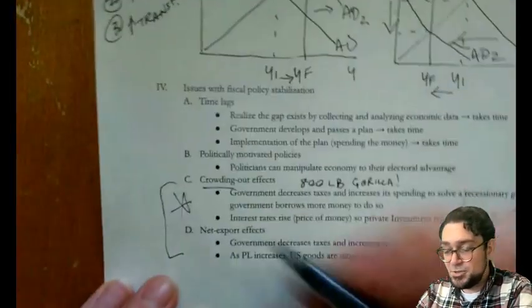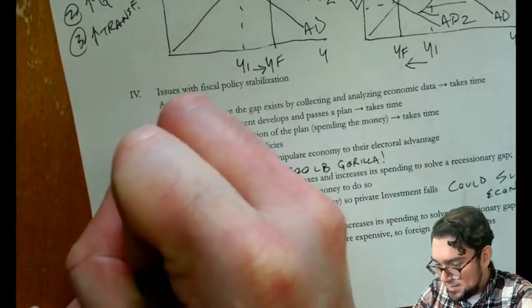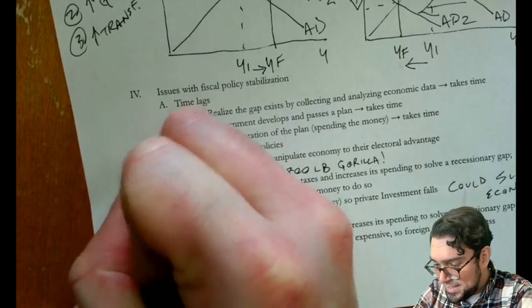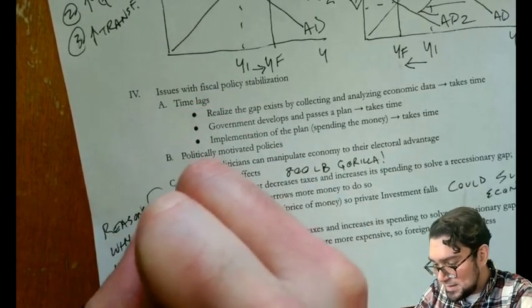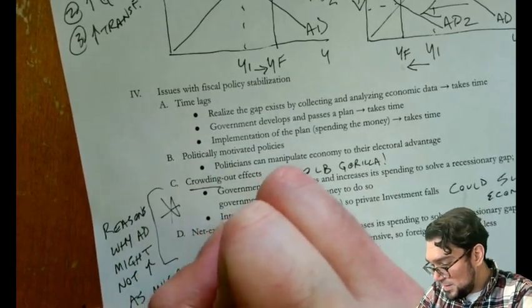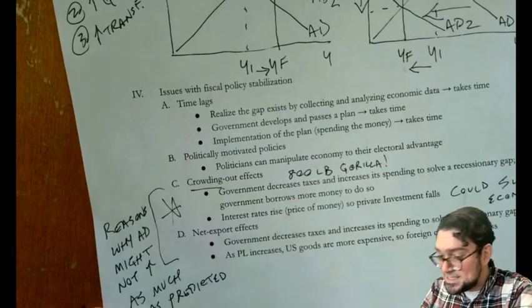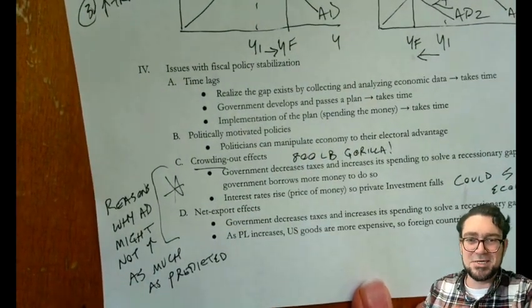So I'm going to combine these two and say reasons why we'd say AD might not increase as much as predicted. And that's a good way to summarize these two particular issues: we think aggregate demand is going to go up this much, but it doesn't quite do it.